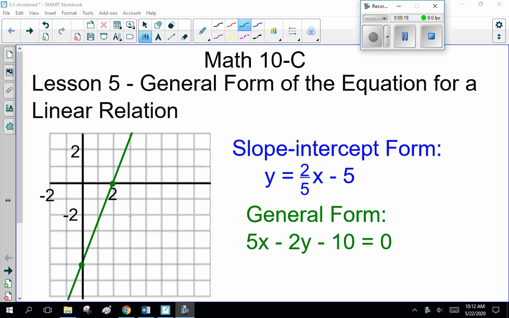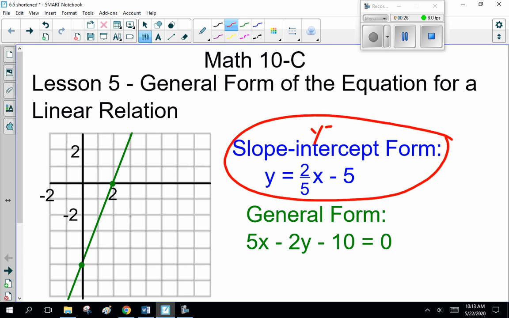The first is the slope-intercept form. That's the y equals mx plus b version. That's what's directly on your calculator, and that's the first thing on your formula sheet. If you look in the lower left of the formula sheet, they have a bunch of different ways to write out the equation. The other way I want to talk about is the general form. Notice it's 5x minus 2y minus 10 is 0.